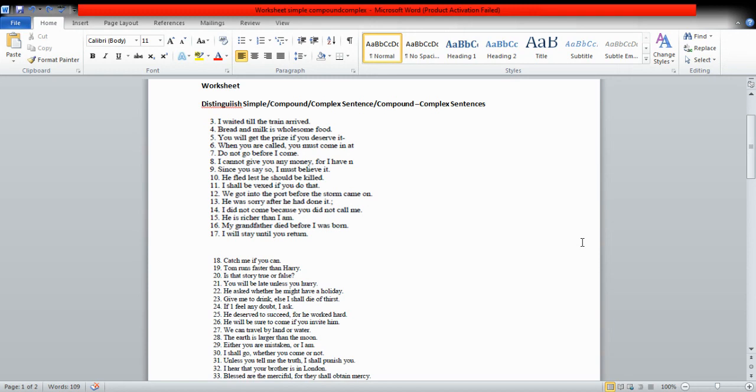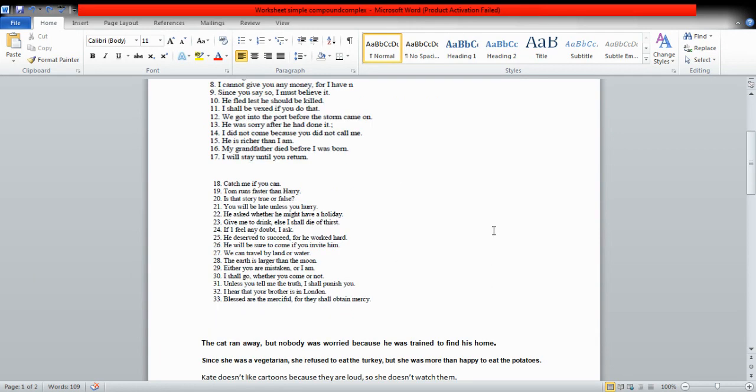He will be sure to come, independent clause, if you invite him, subordinate clause, so it will be a complex sentence. We can travel by land or water. It is a simple sentence as it contains only one single clause. The earth is larger than the moon. Again, it is a simple sentence.